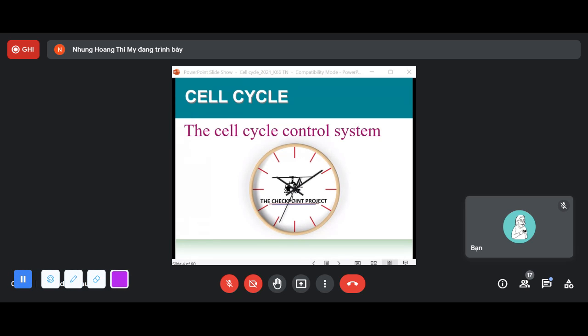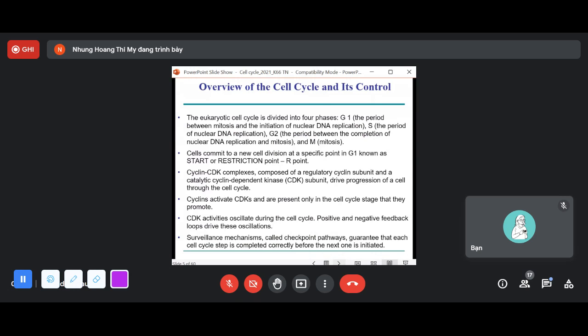We know about the molecule inside the cell that can control the cell cycle. As you know, the eukaryotic cell cycle is divided into 4 phases: G1, the S, G2, and the M phase. And the M phase consists of the mitotic division, the nuclear division, and the cytokinesis.